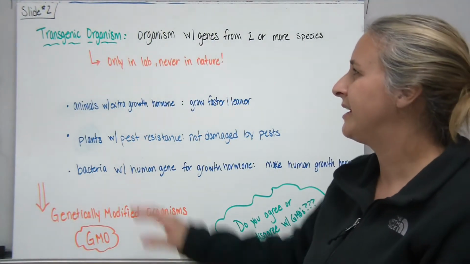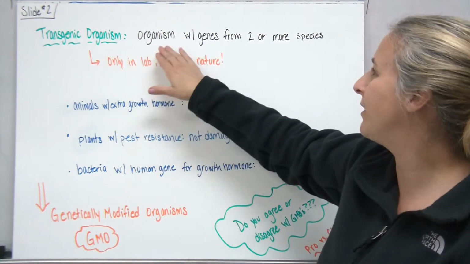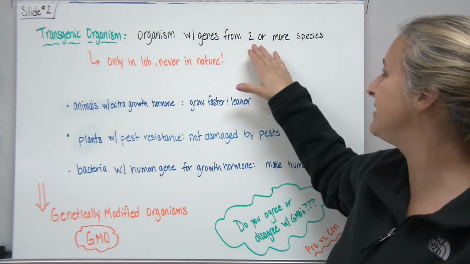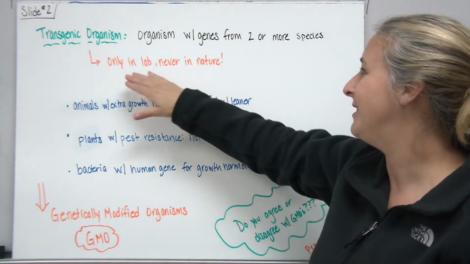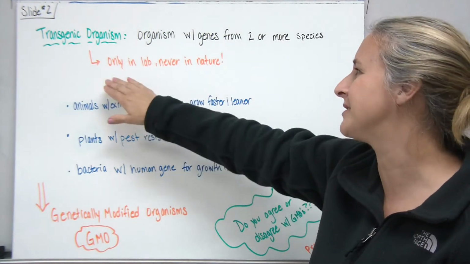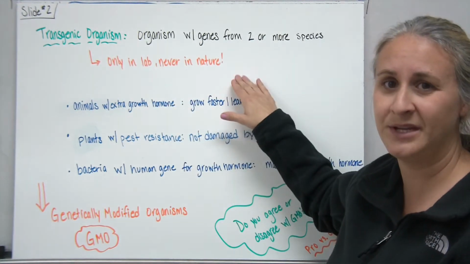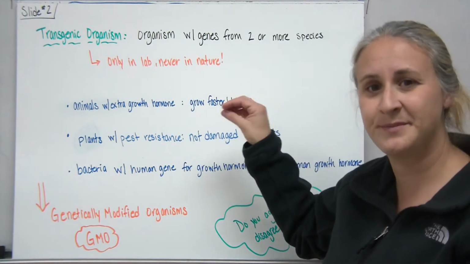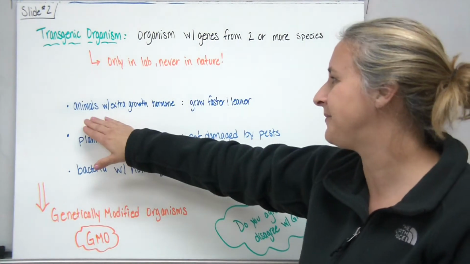Another thing that we can do with genetic engineering is create what's called a transgenic organism. This is where we are actually taking an organism with genes from two or more species. So we're creating an organism that has genes from species that normally cannot breed. This is something that can only happen in the lab, artificially. This wouldn't happen in nature. We know that two different species can't interbreed and create viable offspring with each other.